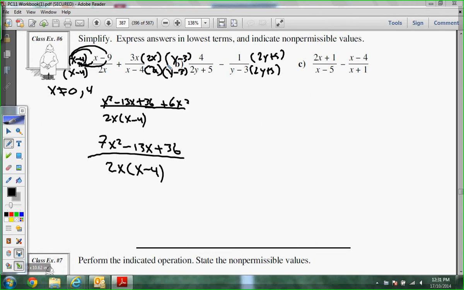Okay. All right. So next, let's get my non-permissibles up here real quick. So my non-permissibles are, Lindsay, what is this one? So minus the 5, then, like this one right here, 2y plus 5. Just what makes that 0? You're not sure?